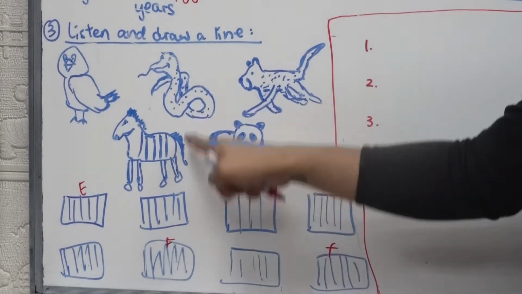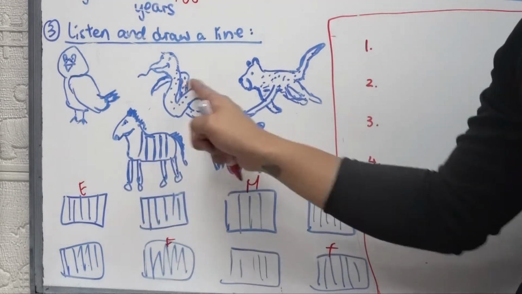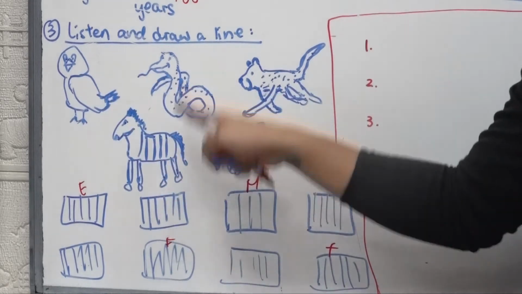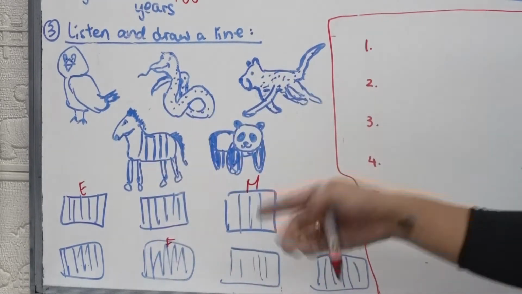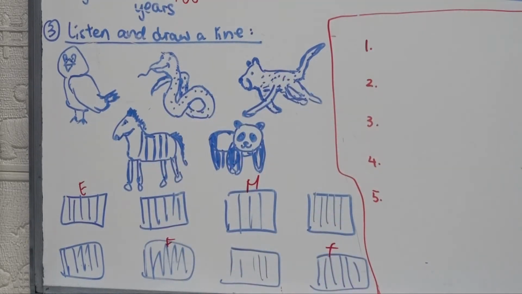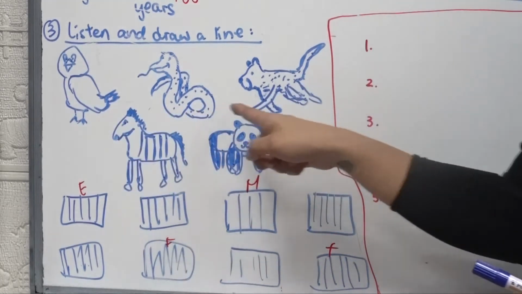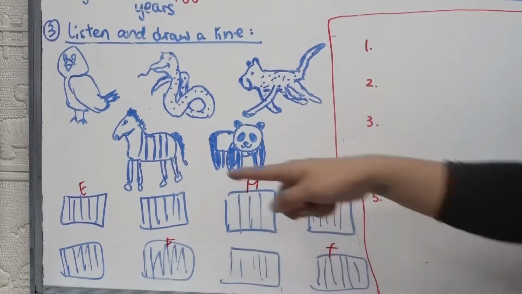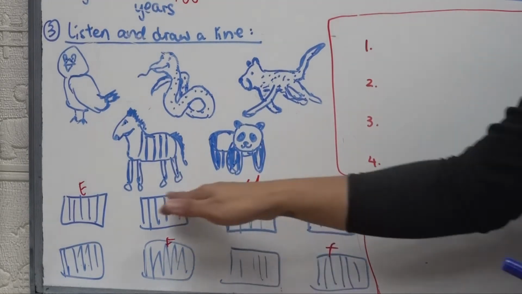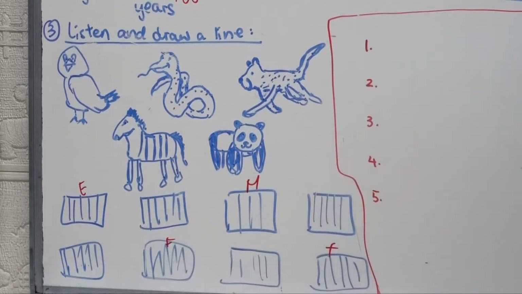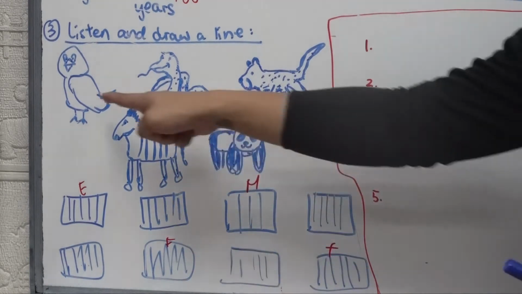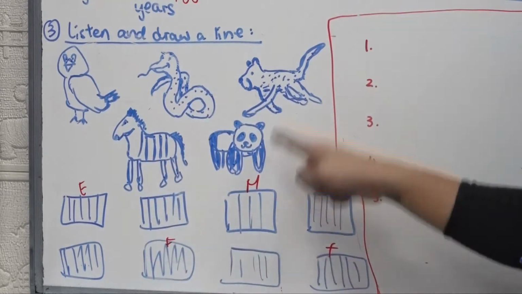So we cannot put the snake and the elephant together because there's already an elephant there, right? So we have to put them in different cages. But which cages should we put these different animals? The bird, the snake, the cheetah, the zebra, and the panda. Which cage should we put them in? So how do we know? We have to listen carefully. Listen to the recording and then draw the lines where they should belong, all right?